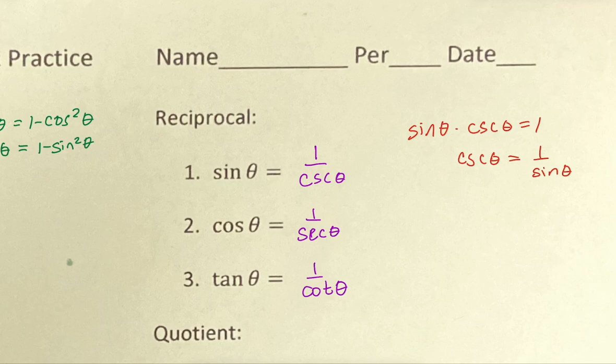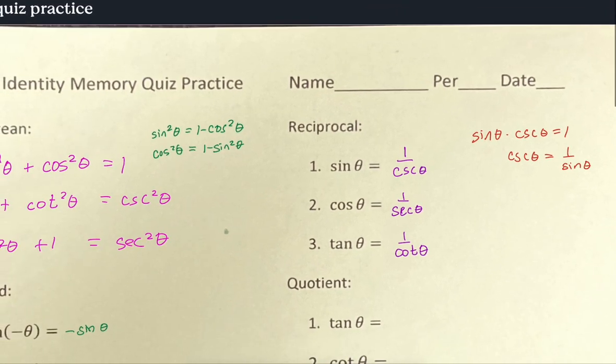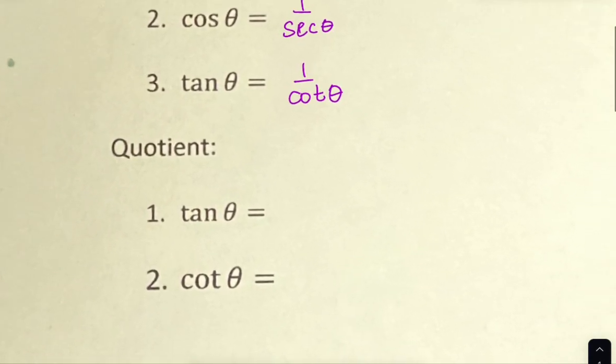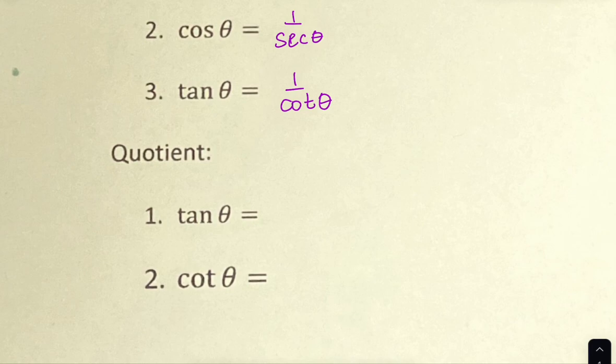Okay, so the first three Pythagoreans have two variations. The even and odd, you could just tell me if they're even or odd. The reciprocal, each one of those has two variations that you could tell me on the back of the paper. Okay, and then our last ones are our quotient identities. Our quotient identities are just that tangent is sine over cosine, and cotangent is cosine over sine.